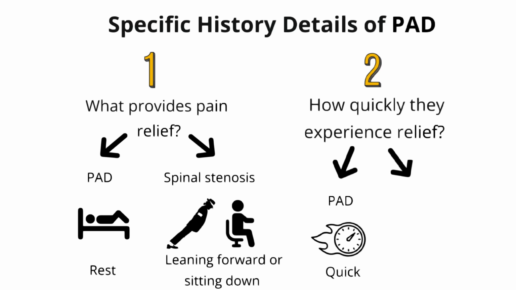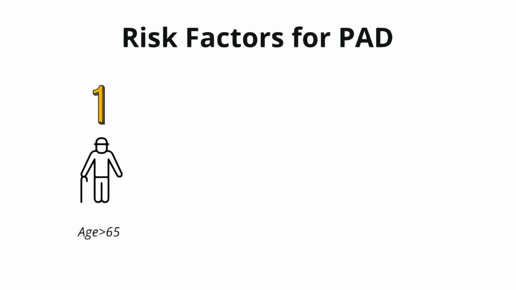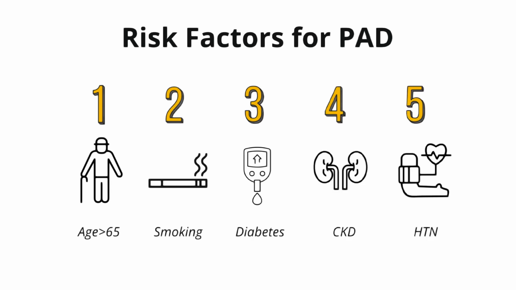This is in contrast to yet another mimic, venous insufficiency, where the relief also comes with rest but can take much longer, approximately 15 minutes. So what risk factors should have your spidey senses higher for peripheral arterial disease? Risk factors for PAD include 1, age over 65, 2, current or former smoking history, 3, diabetes, 4, chronic kidney disease, and 5, hypertension. The most significant risk factor is smoking.